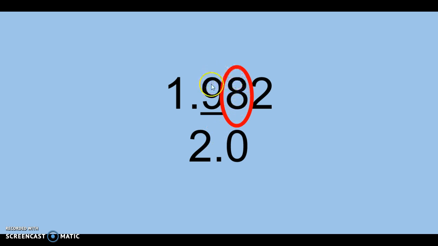So the 8 tells the 9 to go up, it becomes 10, and it spills over. The 0 stays in the tenths place, the 1 comes over, and we now have 2.0. In this case, we do keep the 0 because we are rounding to the tenths place, and that is the digit in the tenths place.